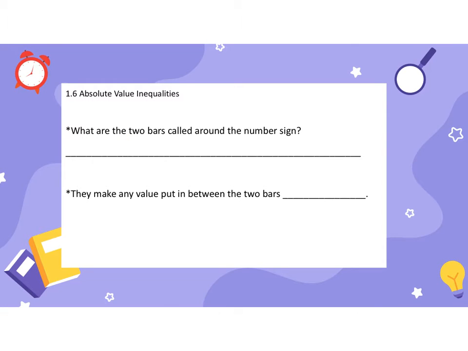So, flashback to absolute value. What are the two bars around the number sign called? Absolute value bars, right? Nothing new. So fill that in. They make any value in between those two bars, what? Positive. Okay?